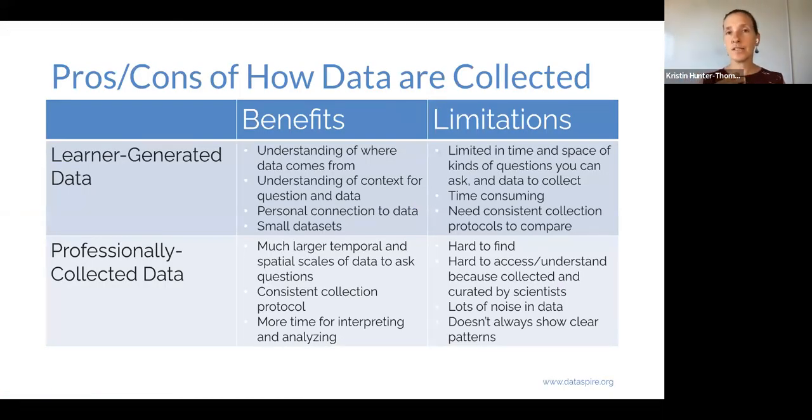And I put citizen science into the professionally collected data column because professionals have set the protocol and they're often the ones using the data, even though communities or citizens are collecting the data for those professionals and could be using them themselves. So there's some great benefits. It expands the temporal and spatial scale of questions that we can ask. We know that the collection has been consistent in terms of following consistent protocols.